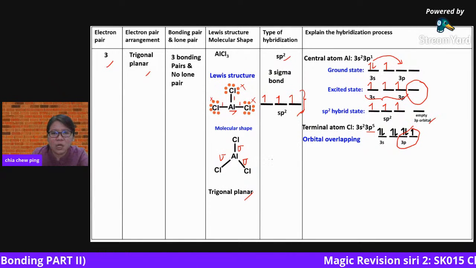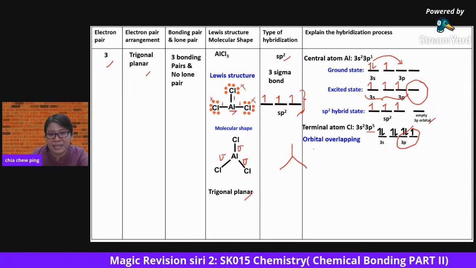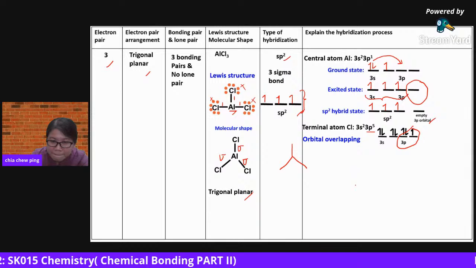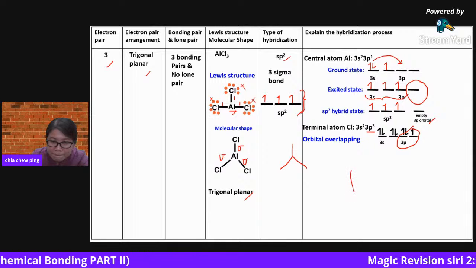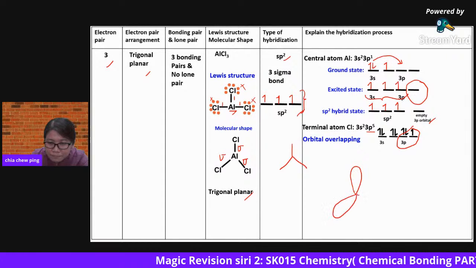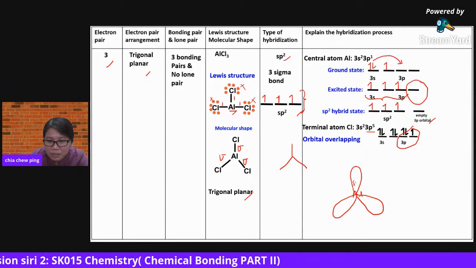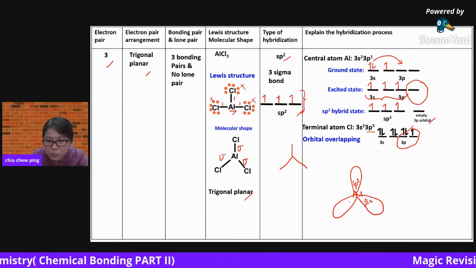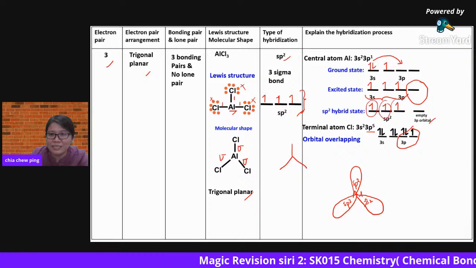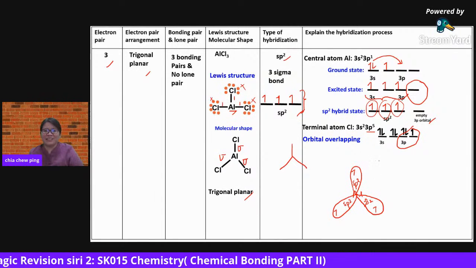Now I will draw the orbital overlapping. So it's according to the molecular shape. It's trigonal planar. Okay, now I will draw the trigonal planar. Okay, so you label the Al. This one is sp2, sp2, and sp2. So each sp2 brings 1 electron, 1, 1, 1. All right. Now, how about the Cl?